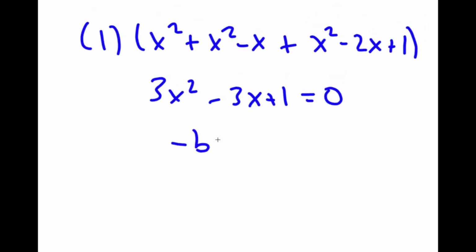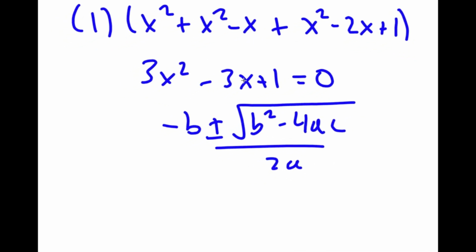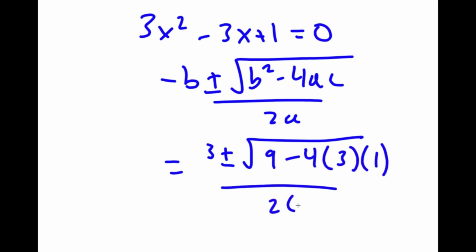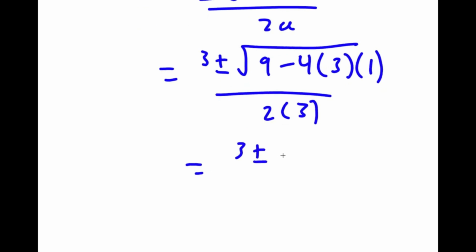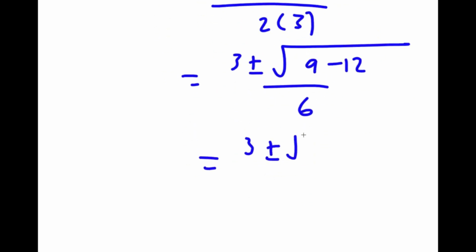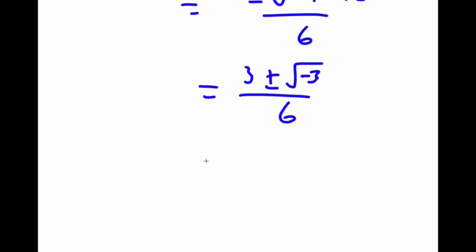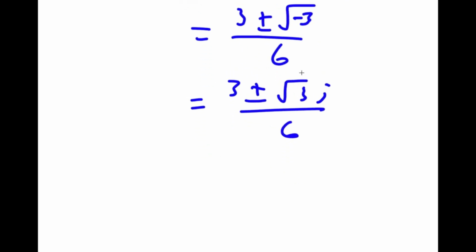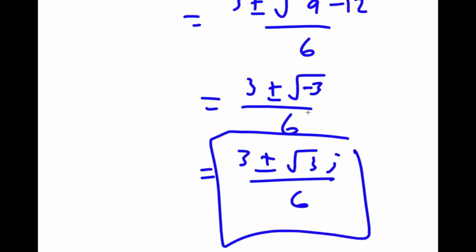And to solve this, we can use the quadratic formula, which is negative b plus or minus the square root of b squared minus 4ac, over 2a, which is equal to 3 plus or minus the square root of negative 3 squared, which is 9, minus 4 times 3 times 1, all over 2 times 3, which is equal to 3 plus or minus the square root of 9 minus 12 over 6, which is equal to 3 plus or minus the square root of negative 3 over 6, which is equal to 3 plus or minus the square root of 3 i over 6. So these are my two solutions.